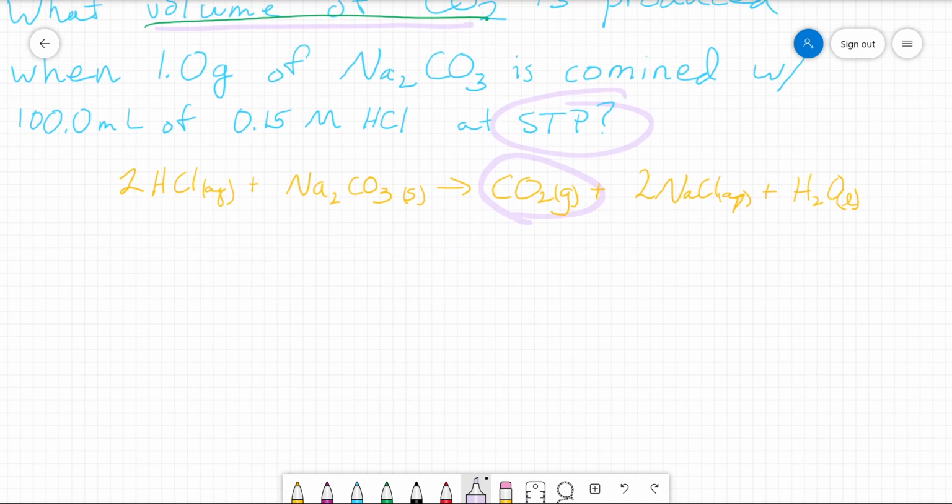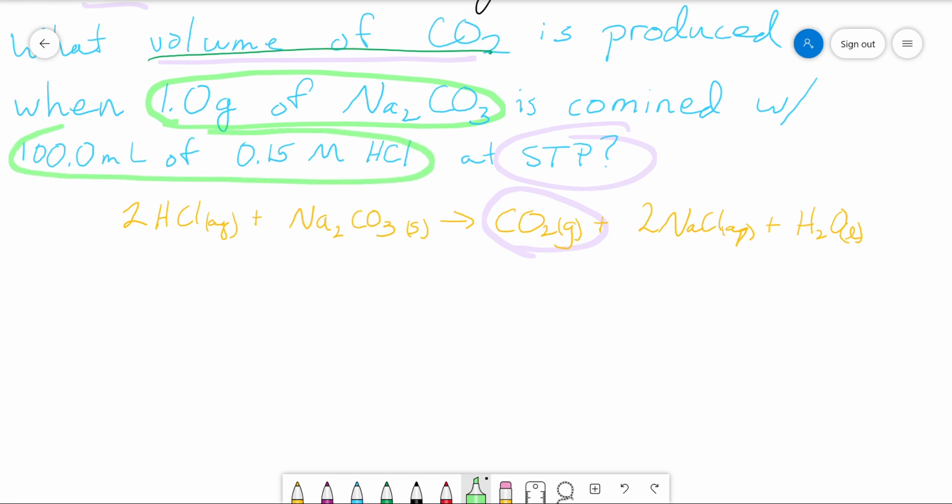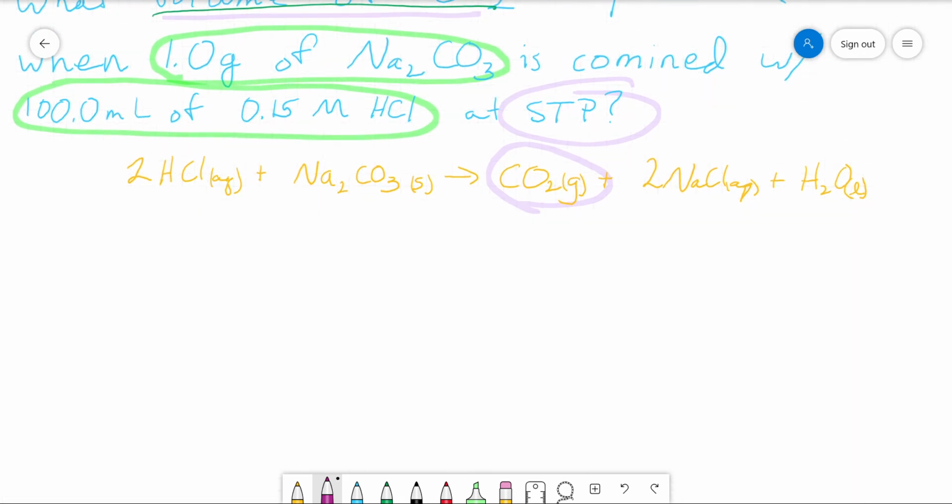All right, and this isn't just a stoichiometry problem, by the way. This is a limiting reactant problem. How do we know it's a limiting reactant problem? Well, we're given amounts of two different reactants. So if you remember way back, we got to convert both of those, the Na2CO3 and the HCl, on paper into CO2. So let's go ahead and do that.